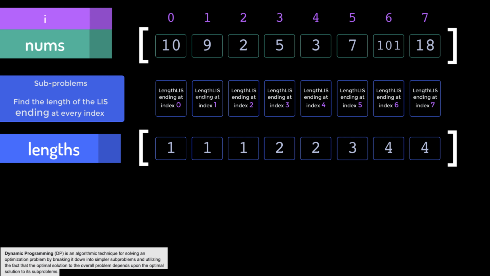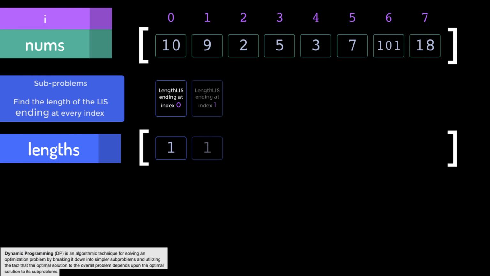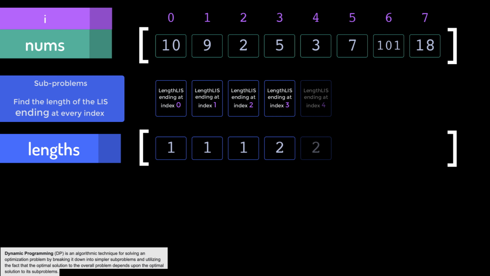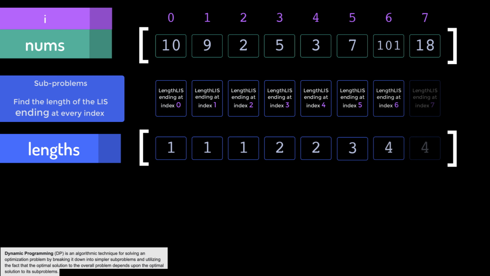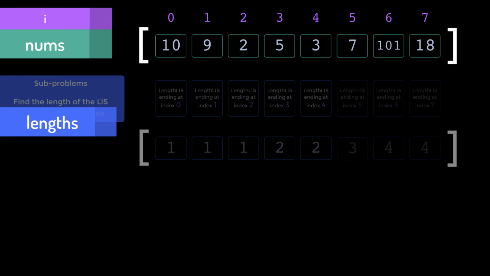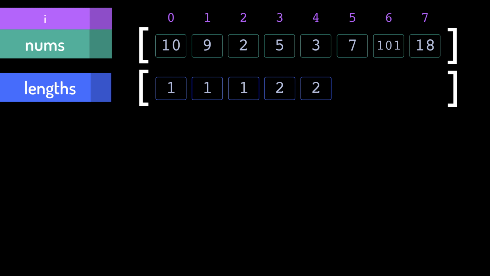So now the real question becomes, how do you compute these lengths? We can iteratively compute these lengths for each index starting from 0 in an efficient way that makes use of our knowledge of previous computations. To understand how this works, consider the following scenario. Assume that we know the lengths of the longest increasing subsequences ending at indices 0 through 4. And we're interested in finding out the length of the longest increasing subsequence ending at index 5.